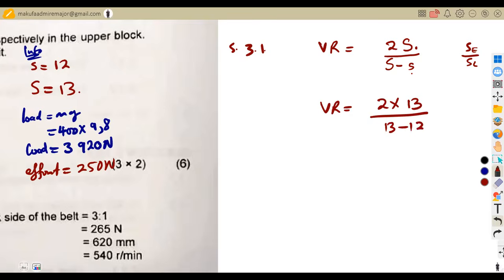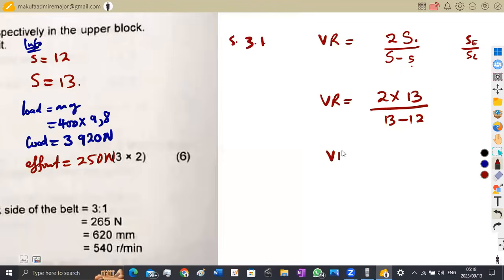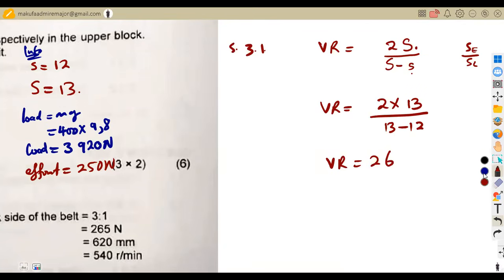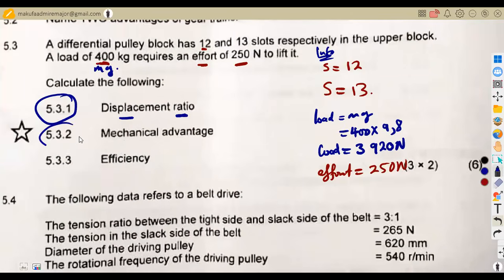All right, so this is you and your calculator. As you can see here, this is a little bit direct from our calculator, what we're supposed to have at the end, which is 2 by 13 over 13 minus 12 in this case. All right, so this is 13 minus 12, which is going to give us a 26. So we've got a velocity ratio there, which is corresponding at what? At 26. And let's check the other part, which is the mechanical advantage.